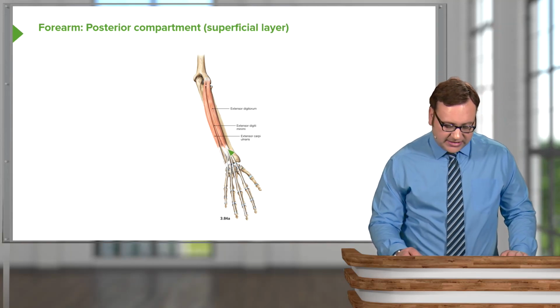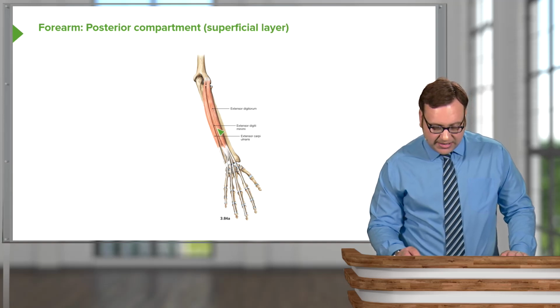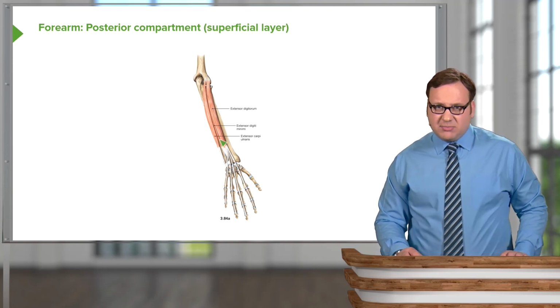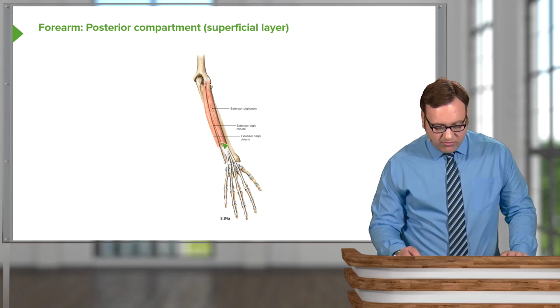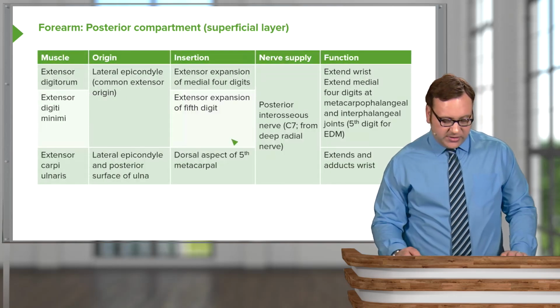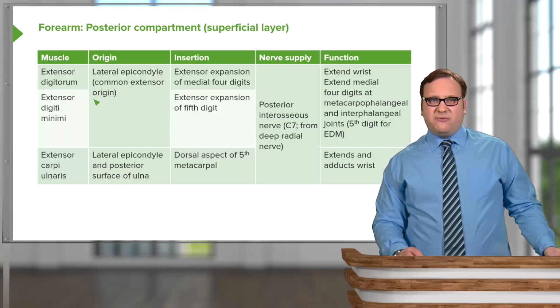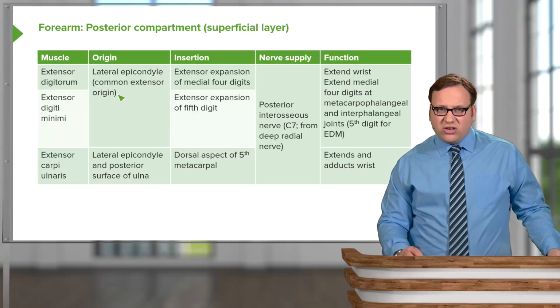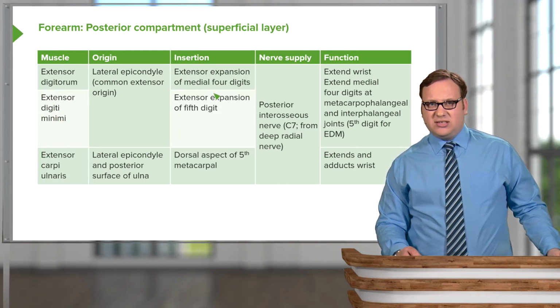If we carry on looking at the superficial layer of the posterior compartment, we have three more muscles here. We have extensor digitorum, extensor digiti minimi, and extensor carpi ulnaris. And these muscles, again, are passing from the lateral epicondyle, and they're running all the way down to the digits of the hand. So extensor digitorum and extensor digiti minimi come from the lateral epicondyle of the humerus, and these pass towards the digits.